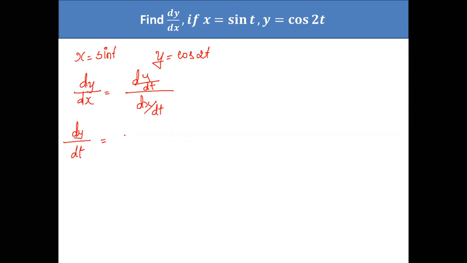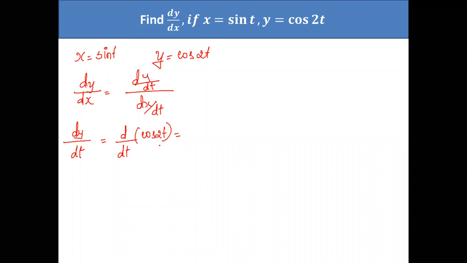Okay, so you have to find what is dy by dt. That is d by dt of cos 2t. What is the derivative of cos 2t? Let me see who will give me the answer. It is minus 2 sin 2t, correct? Yes, because we are applying the chain rule over here.